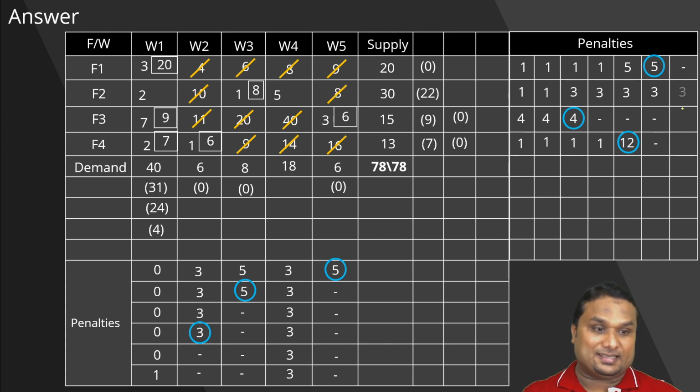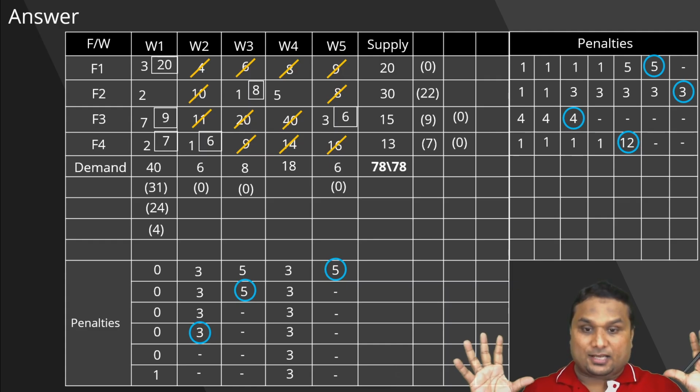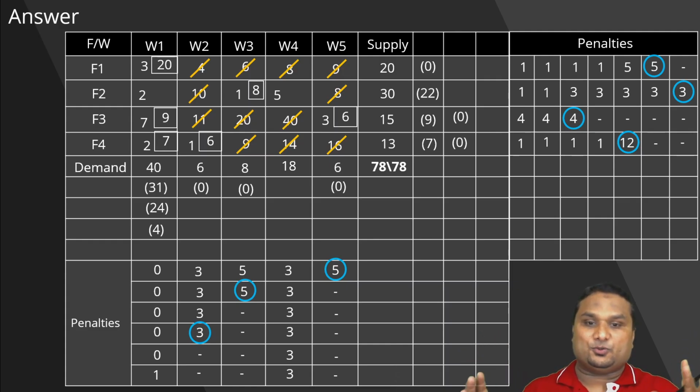The penalty is 3. That is true. But if you have only two values like this, 2 and 5, even if we are not finding the penalty, or if we are getting some confusion, actually we have to find the penalty for 2 and 5. The difference is 3. If we get some confusion, what do you have to do? Take the lowest value.